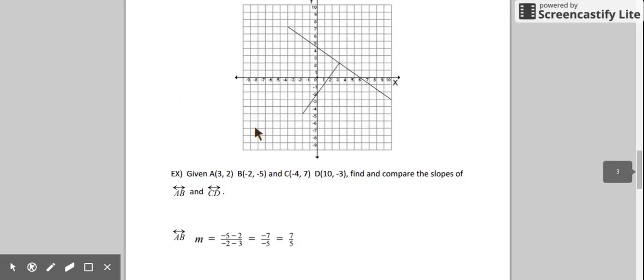Let's plot these points. If I plot A at 3, 2, and B at -2, -5, then I have line AB here. If I plot C at -4, 7, and D at 10, -3, then I have line CD here, and they definitely look like they're intersecting in a perpendicular relationship.